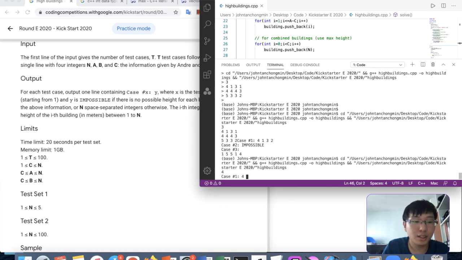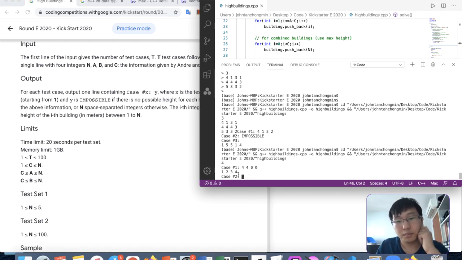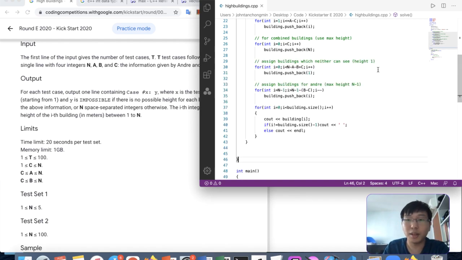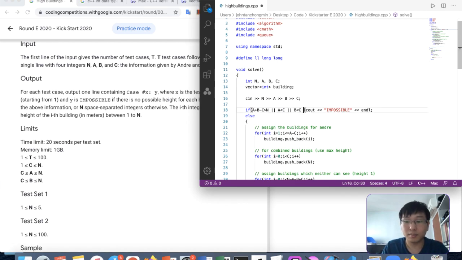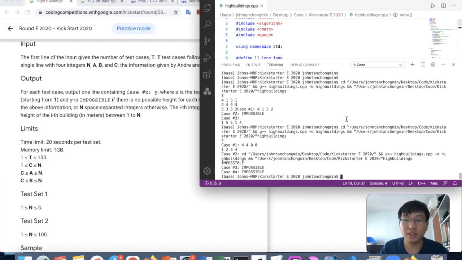Four buildings. Andre sees 4. Okay, and then the other guy sees none. Okay, this is impossible, because the other guy must see at least one. You see, this is considered one already. So it means that the impossible case I didn't update correctly. So C must be definitely one because both of them cannot see. So C is zero. So if C is zero, it's confirmed wrong. Okay, because that's the edge case. Okay, so let's try again.